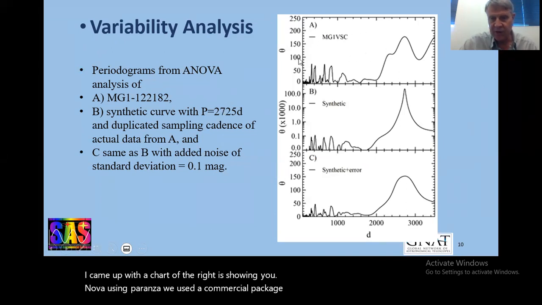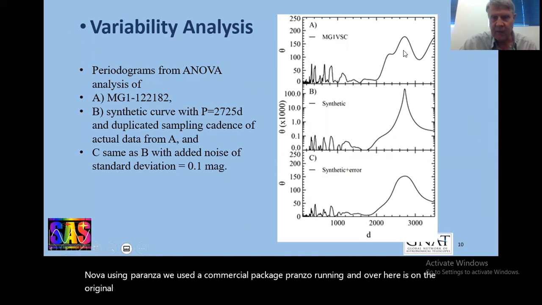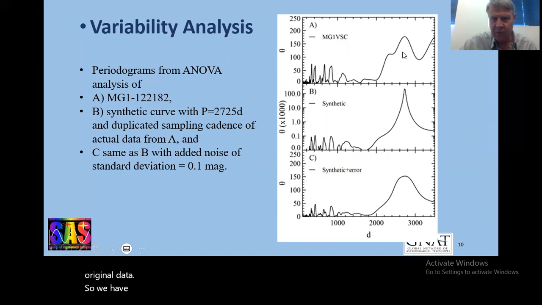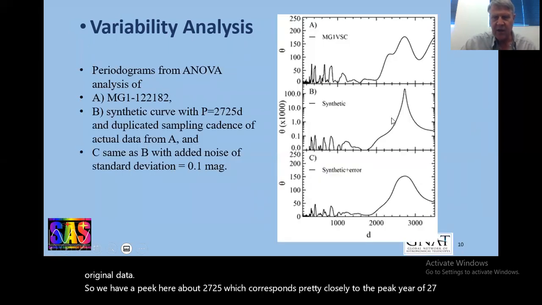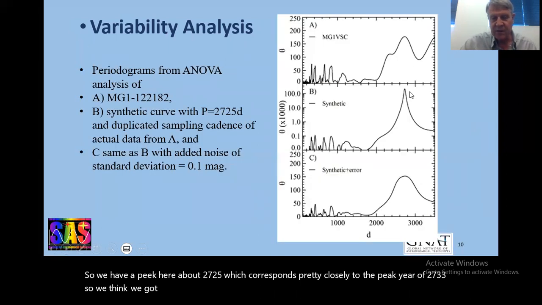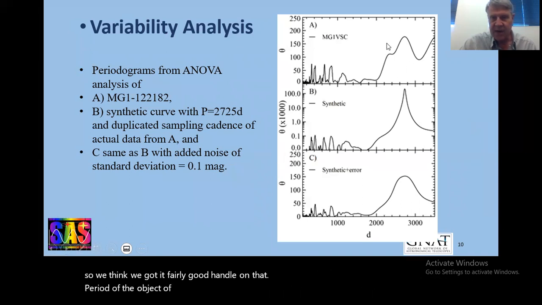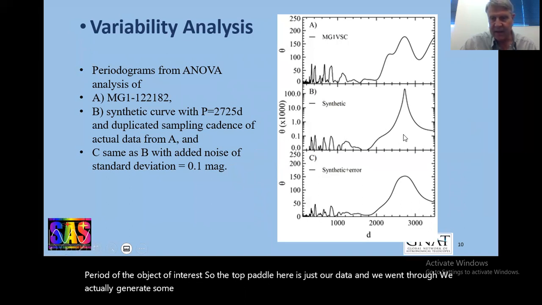Running ANOVA here is on the original data. And so we have a peak here at about 2725, which corresponds pretty closely to the peak here of 2733. So we think we got a fairly good handle on the period of the object of interest. The top panel here is just our data, and then we actually generated some synthetic data, and based on that curve we see we've got basically the peak at the same point.